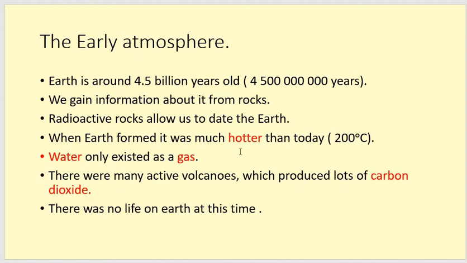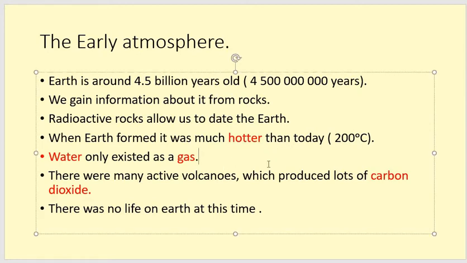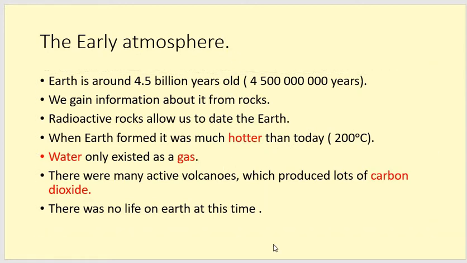Now, when the Earth formed, it was much, much hotter than it is today. It's 200 degrees back then. Now, obviously, we couldn't live in that temperature, so it's lucky for us that it's cooled down a bit. Water at this temperature is only a gas. Quite straightforward to understand that, because we know that water boils to be changed from a liquid to a gas at 100 degrees C. Any temperature above 100 and the water will be a gas.